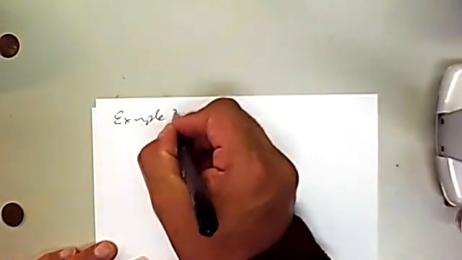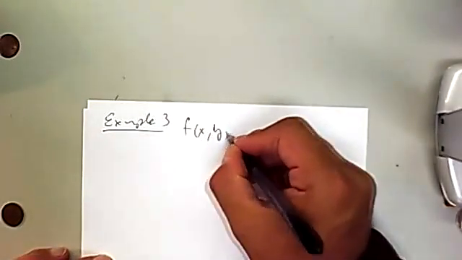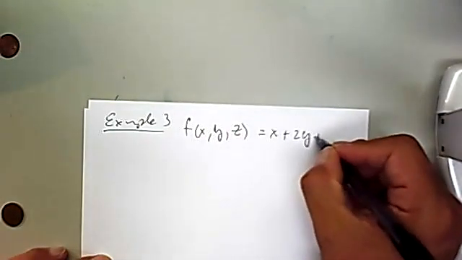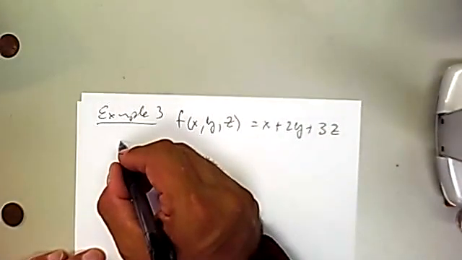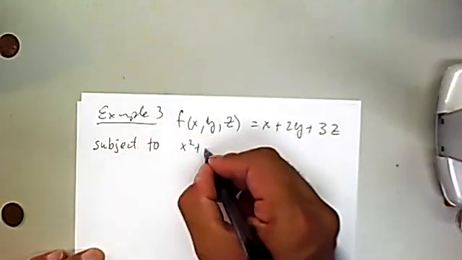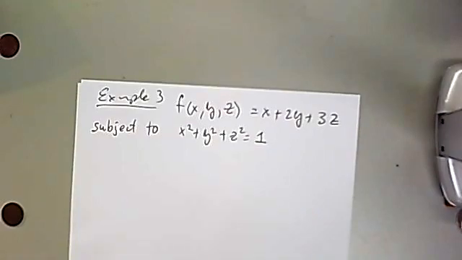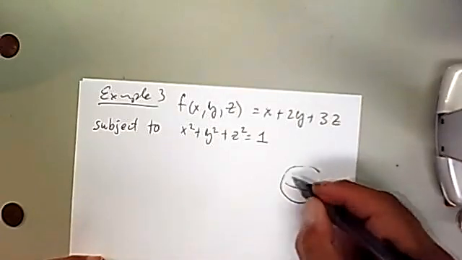An example in 3 variables. So this is going to be example 3. We're going to maximize or minimize f. F is going to be a function of 3 variables, x, y, z. And we're going to keep this simple, x plus 2y plus 3z. So 3 different coefficients, just to keep them separate. Subject to x squared plus y squared plus z squared equals 1, the unit sphere.